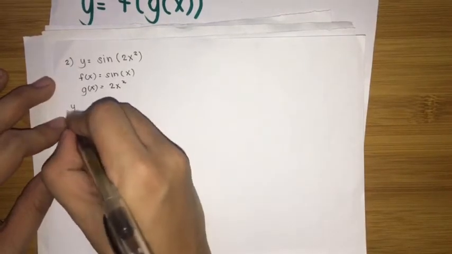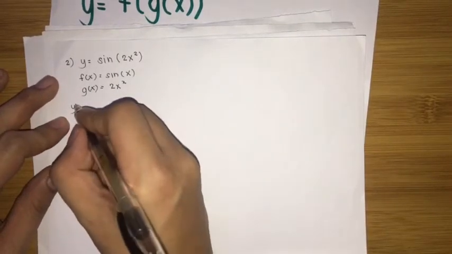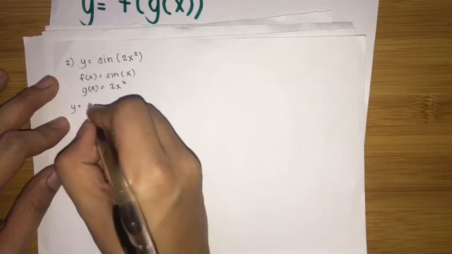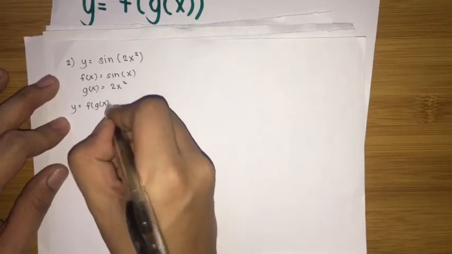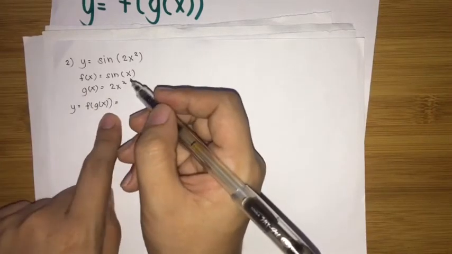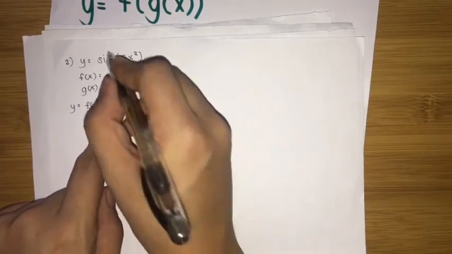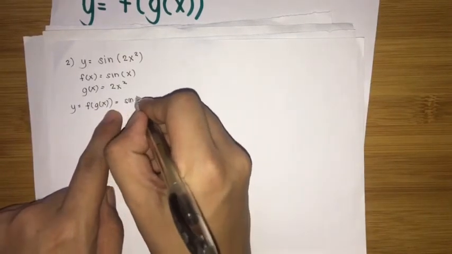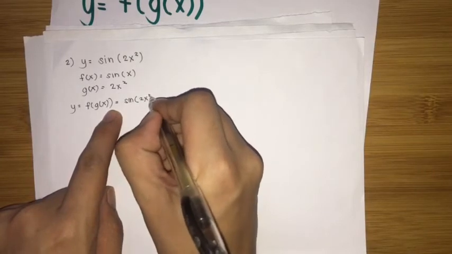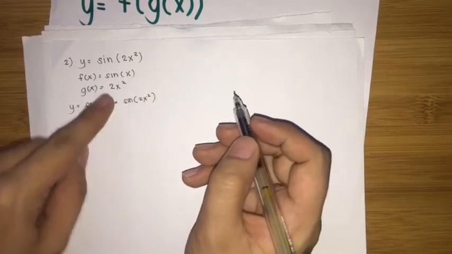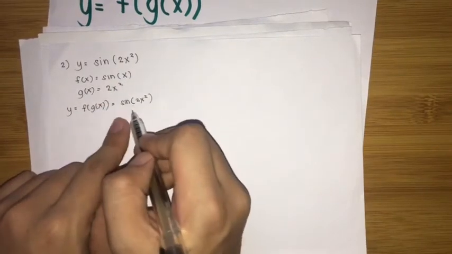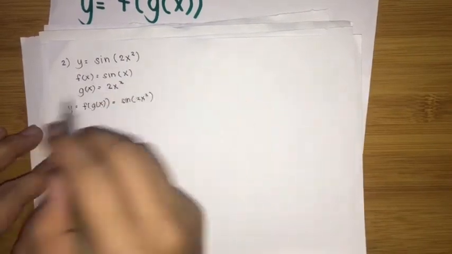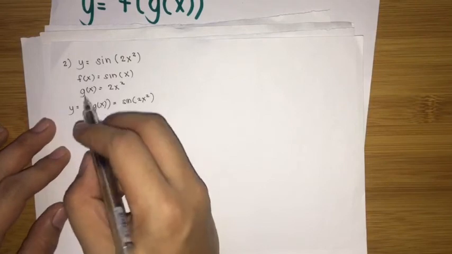And then using again the composite f of g of x, evaluate lang natin yung f at g. So, lalabas tayo dito sa sine of 2x squared. Right? Kasi i-substitute natin yung g of x dito sa x ng f of x, so magiging sine 2x squared. So, composite siya. So, chain rule ang gagamitin natin ulit.